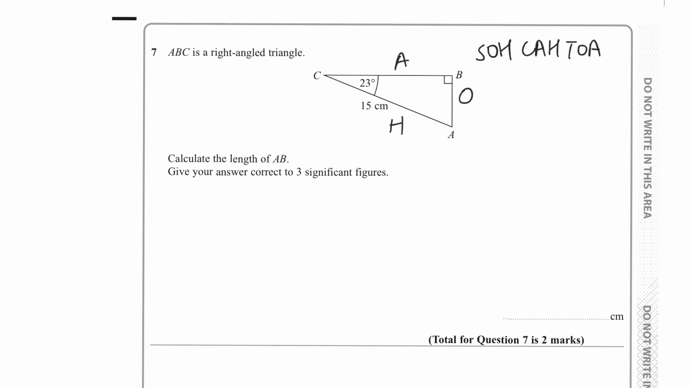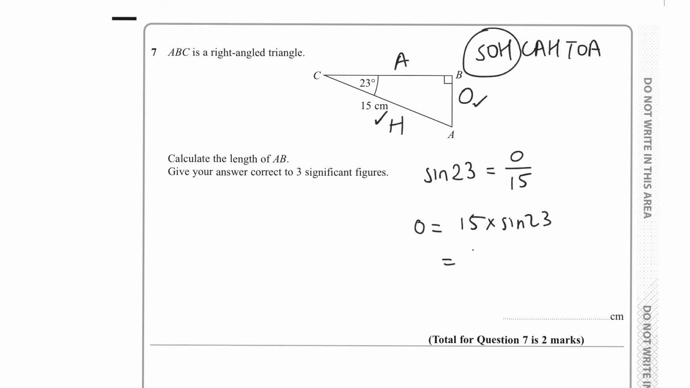So we can see that our H is 15. We've been given that. We're working out the length AB, so we're working out our O. So we're looking for the one with O and H in it, which is SOH. That's the same as saying sine of the angle, and in this case, the angle is 23. So sine 23 is equal to O over H. O we don't know, H we know is 15. Rearrange this to work out what O is. So O would be 15 times sine 23. Put that into your calculator, and to 3 significant figures, you should get an answer of 5.86 centimeters.